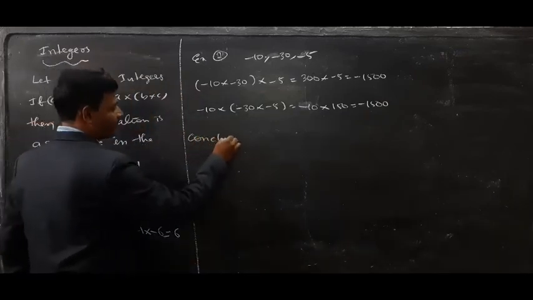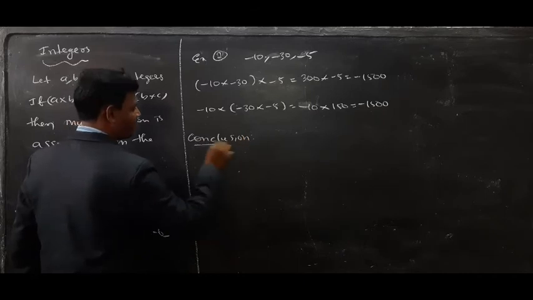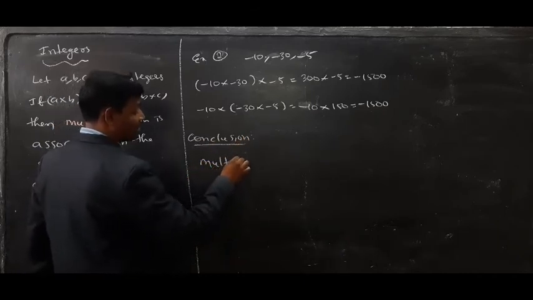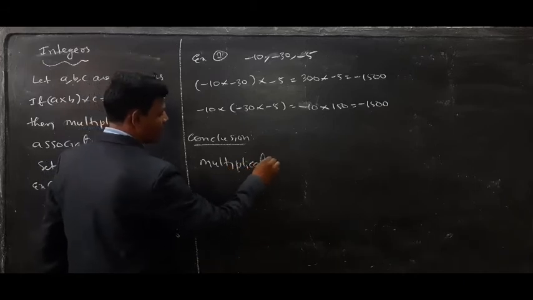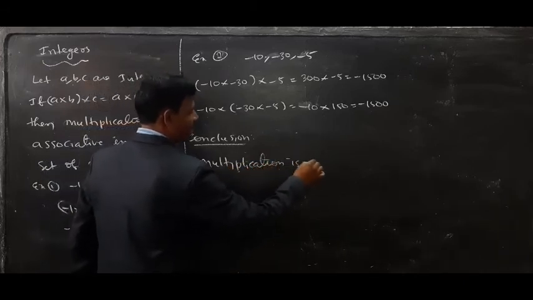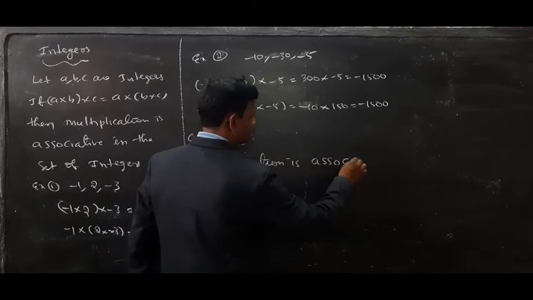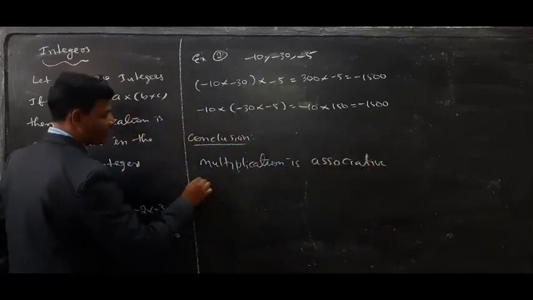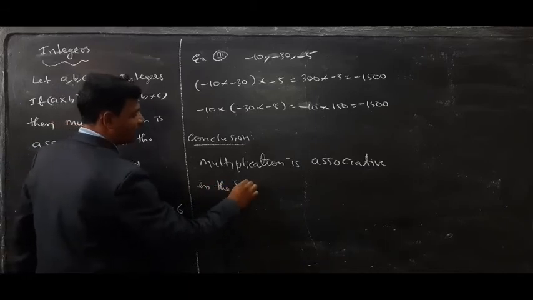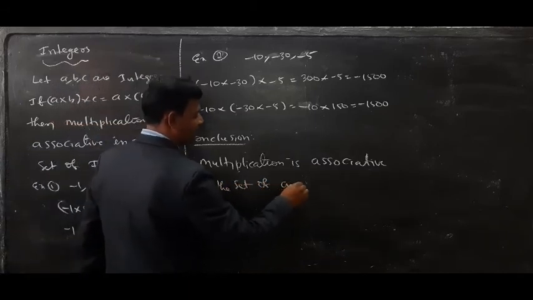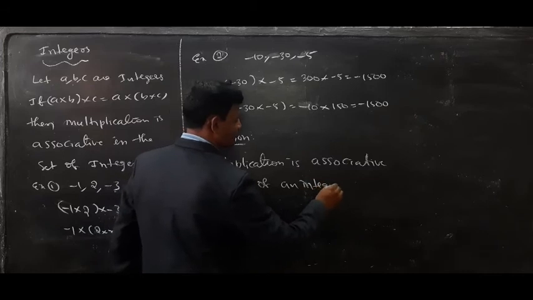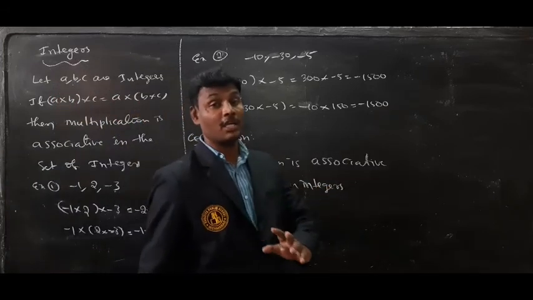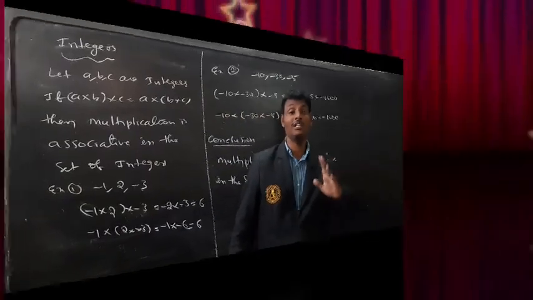Your conclusion: multiplication is associative in the set of integers. So, what is the final conclusion? Multiplication is associative in the set of integers.